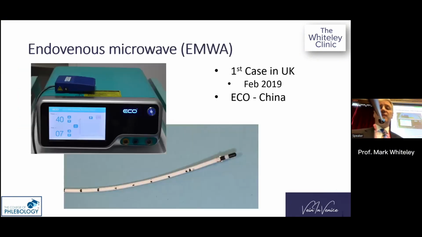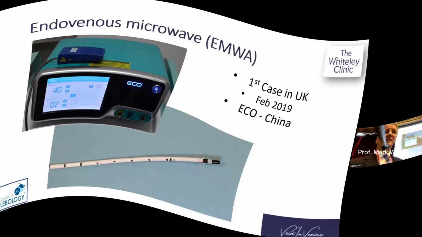So when we got the endovenous microwave, we were the first people in the UK to use this. I thought we were the first in Europe, but I got corrected when somebody recently showed me they'd done one before me, and I believe it's Hungary. So we were the first in the UK to do this in 2019, and it's from Echo in China. There are other systems.